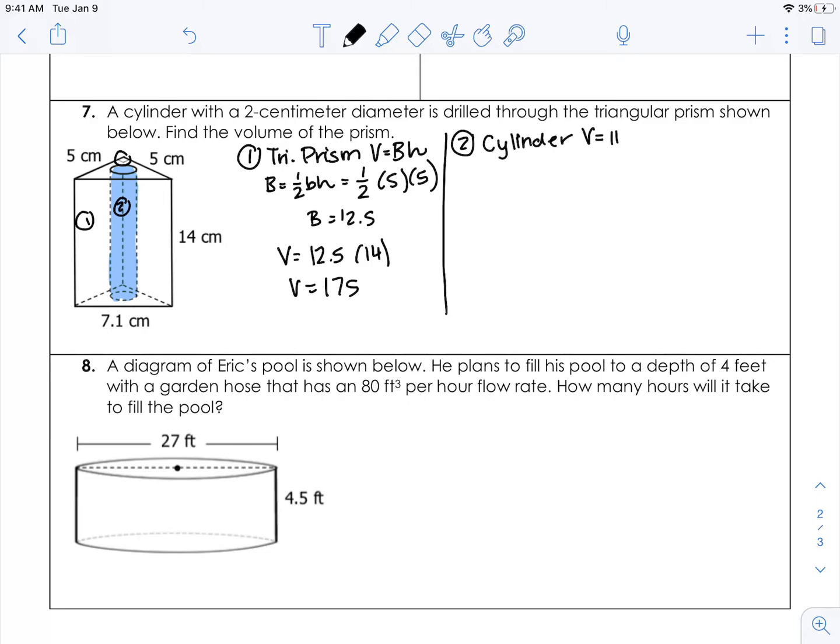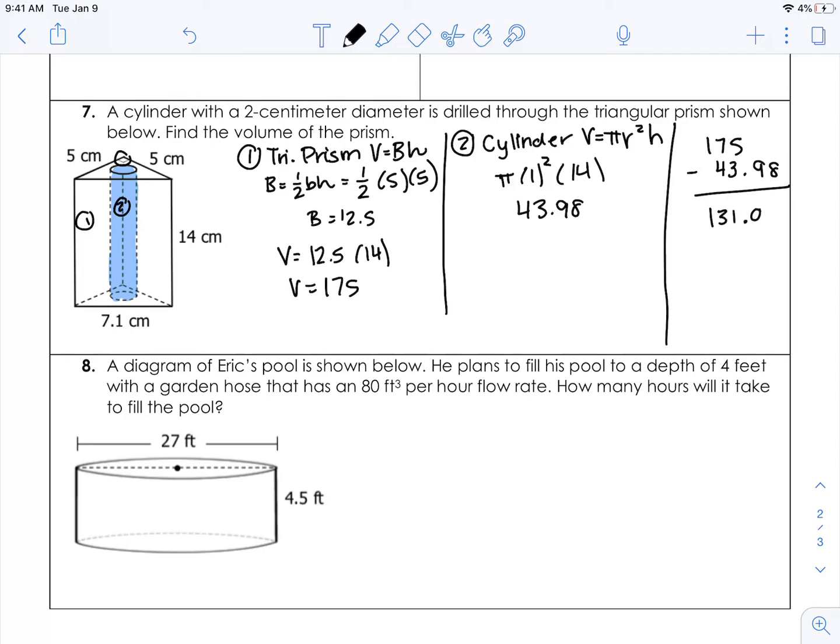The second volume that I want to find is the cylinder. That volume is pi r squared times height. Our diameter is 2, so that means our radius is 1. So that's just pi times 1 squared times the height of the cylinder, which is 14. That's about 43.98. Then what I want to do is subtract those two, and I get 131.02 centimeters cubed.